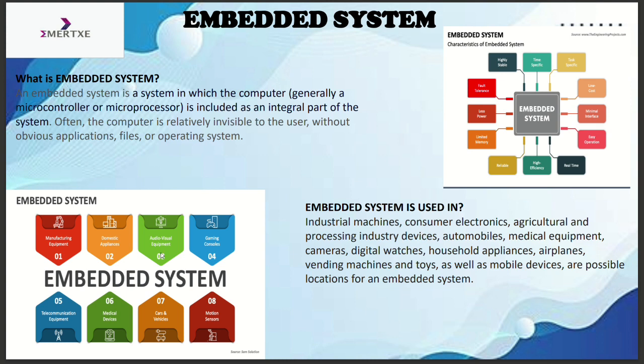In the pictures of embedded system use, you can see manufacturing equipment, domestic appliances, audio-visual equipment like Bluetooth speakers, gaming consoles like remotes, telecommunication like mobiles, medical devices, cars and vehicles, and motion sensors. Sensors are the main topic. Sensors also.